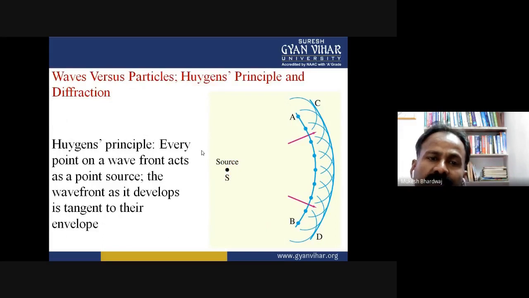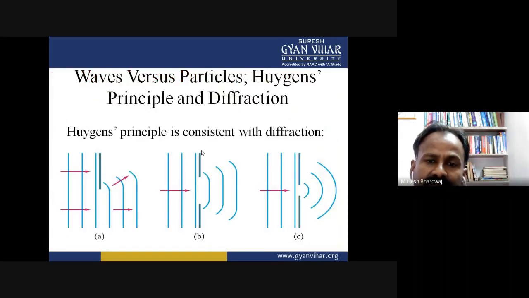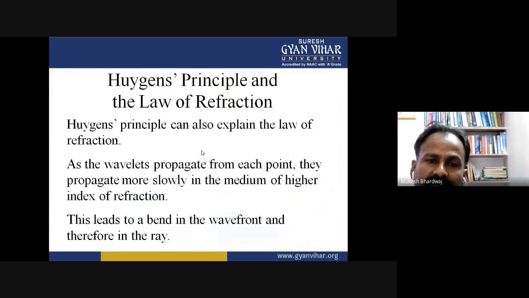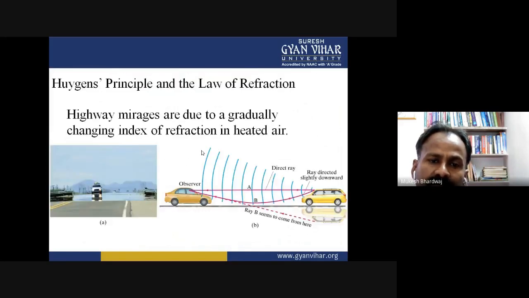So this is the wave versus particle nature, Huygens principle and diffraction we had seen. Huygens principle can now explain the law of refraction. We had already covered these. These are some pictorial representations.